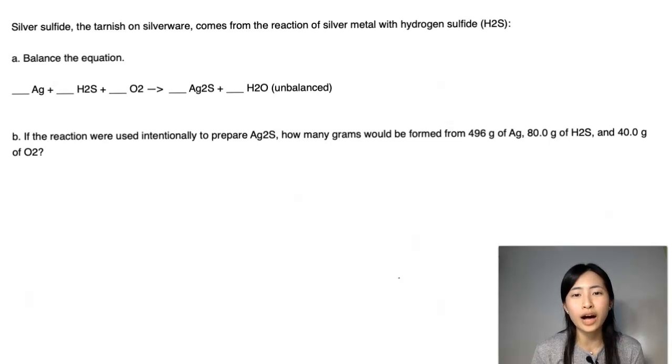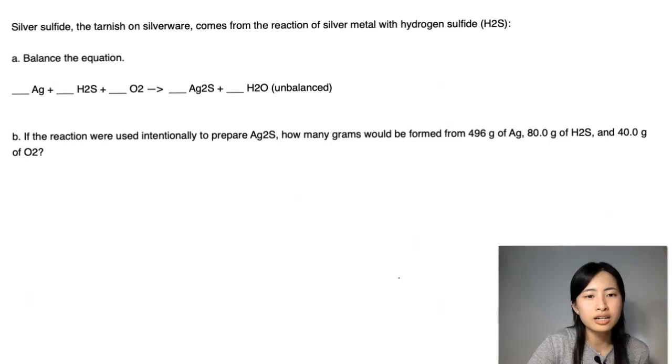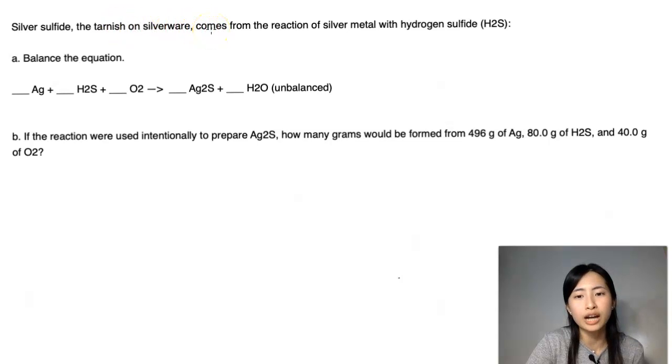In this video, I will help you break down step by step how to find your limiting reactant, because a lot of my students tend to struggle on this question during the test. So if you don't want to struggle, please keep on watching. You have silver sulfide, the tarnish on silverware, which comes from the reaction of silver metal with hydrogen sulfide, and you need to balance the equation.